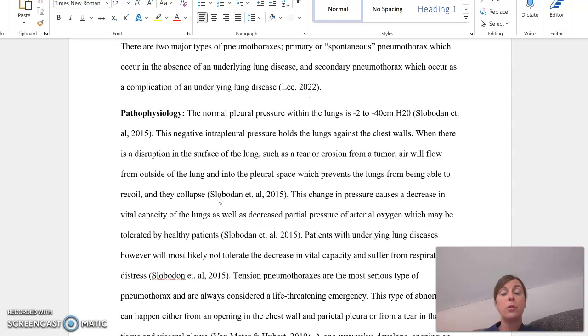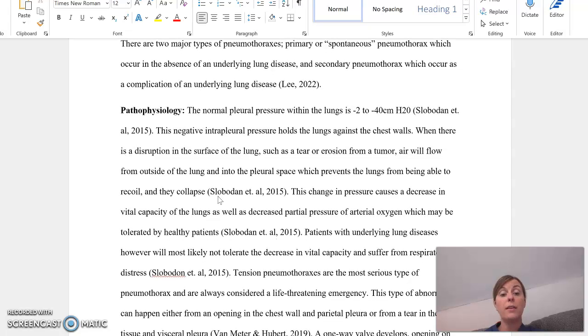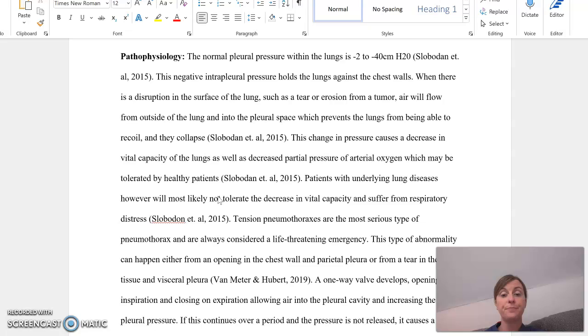This negative intrapleural pressure holds the lungs against the chest walls, and when there is a disruption in the surface of the lung, such as a tear or erosion from a tumor, the air will flow from outside of the lung and into the pleural space, which prevents the lungs' ability to recoil and they substantially collapse.